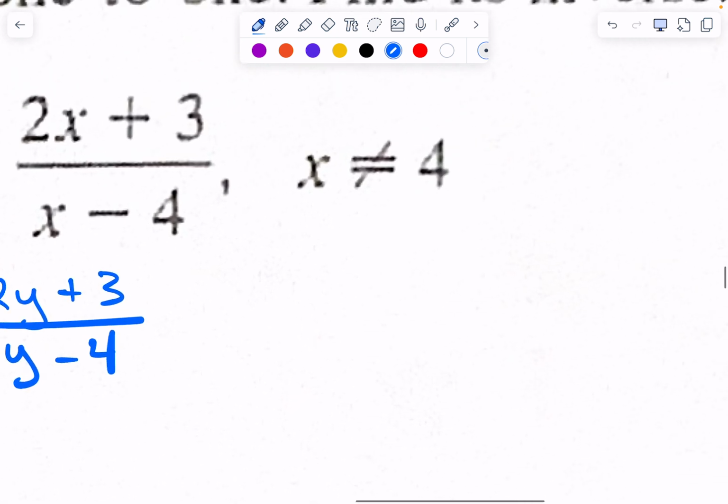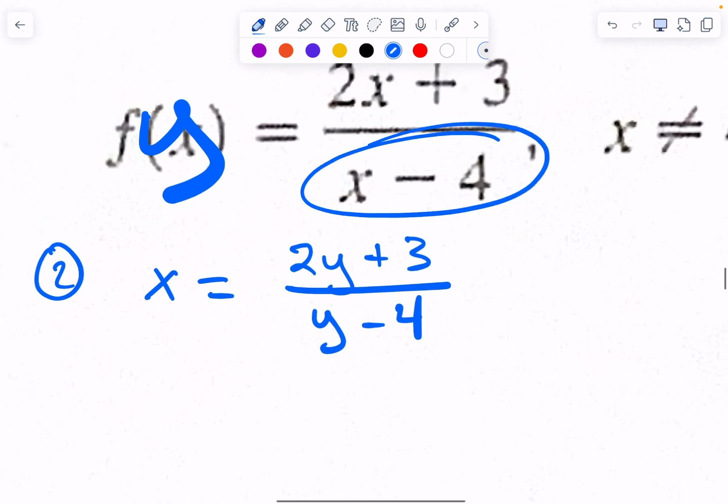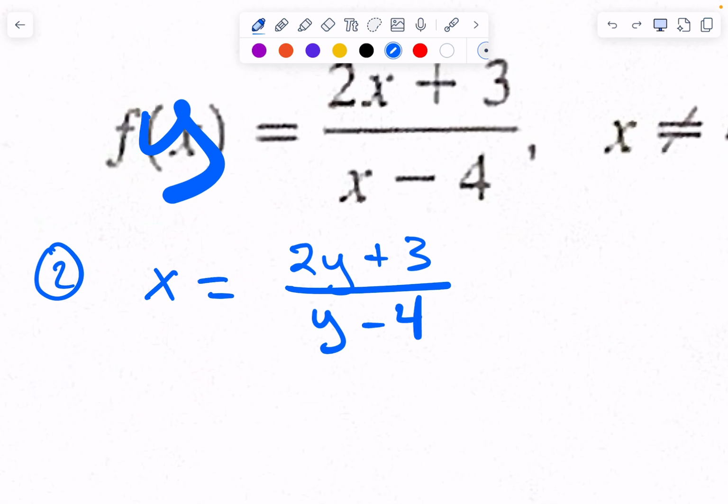Right. So, yeah, they put that in there because there's a vertical asymptote at 4. Can you multiply that over? Yeah, I like that idea. Let's start there. Y minus 4. And then you combine them or something? Y minus 4. Okay.